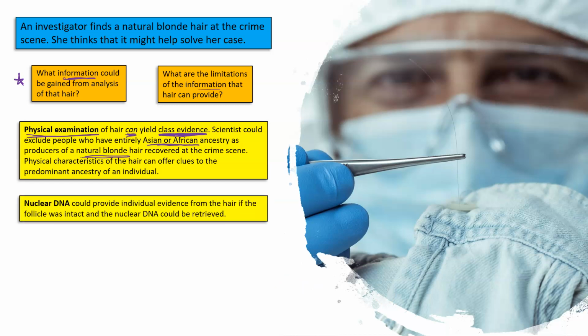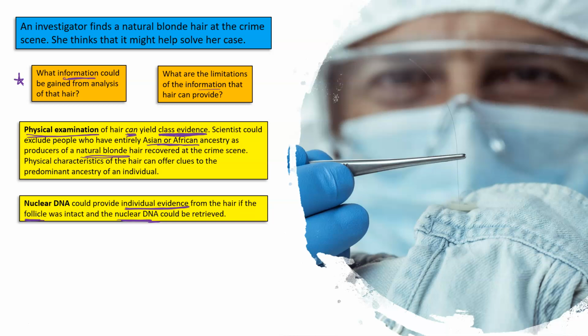Nuclear DNA can also be provided from a hair sample, and so it could help provide individual evidence from the hair if the follicle is intact and the nuclear DNA can be retrieved. The only way that you get nuclear DNA, DNA that is contained within the nucleus of a cell, is by analyzing the cells within the follicle.